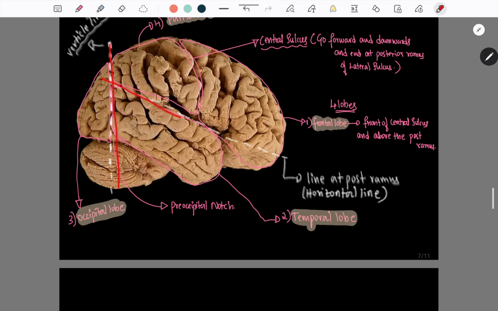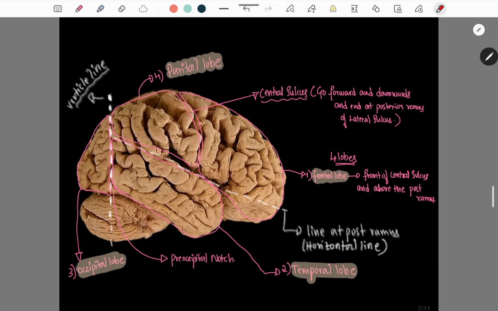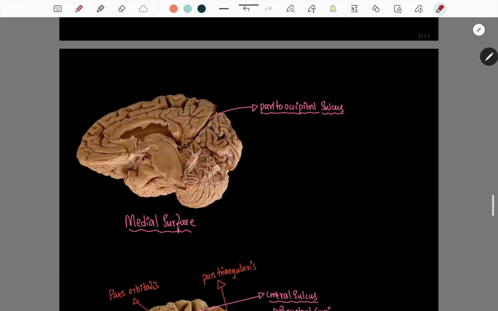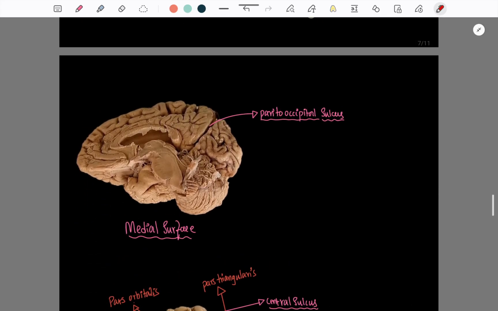After dividing this, with the imaginary line, you can divide again into 3 lobes: 1, 2, 3. Let's see it. This part is called the temporal lobe. This part is called the occipital lobe, and this part is called the parietal lobe.